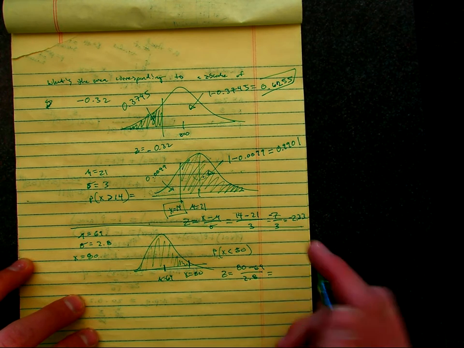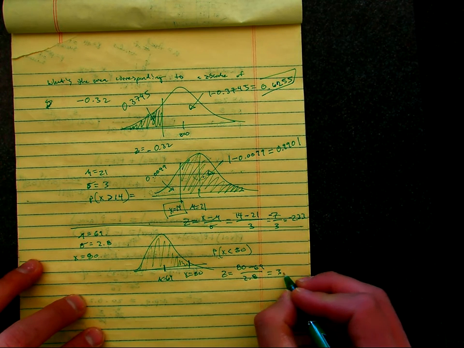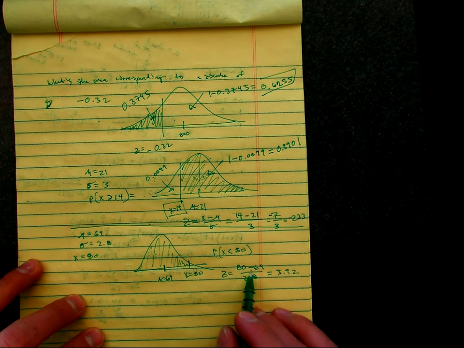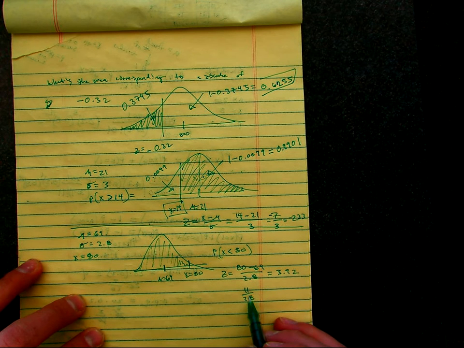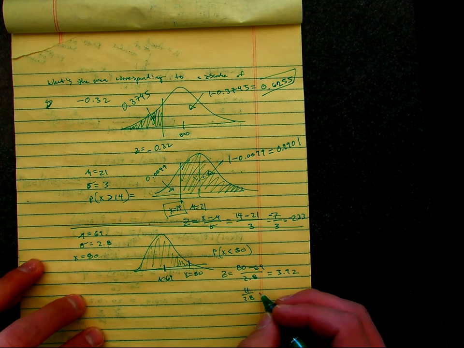Now, I believe after simplification, you should get 3.92. You might have to double check my math. I'm doing that from my head. It's 11 over 2.8. 3, yeah. Yep. I believe that should be correct.